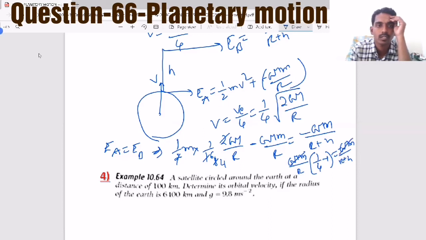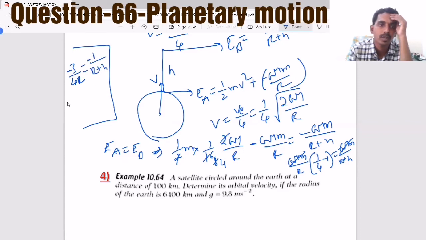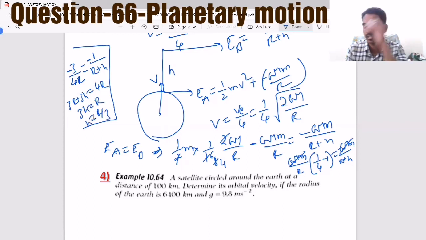So GMm gets cancelled. Here, minus 3 by 4r equals minus 1 by (r plus h). Minus minus gets cancelled. So 3r plus 3h equals 4r, so 3h equals r. So h equals r by 3. So the maximum height it can reach is 1/3 of the radius of the planet.